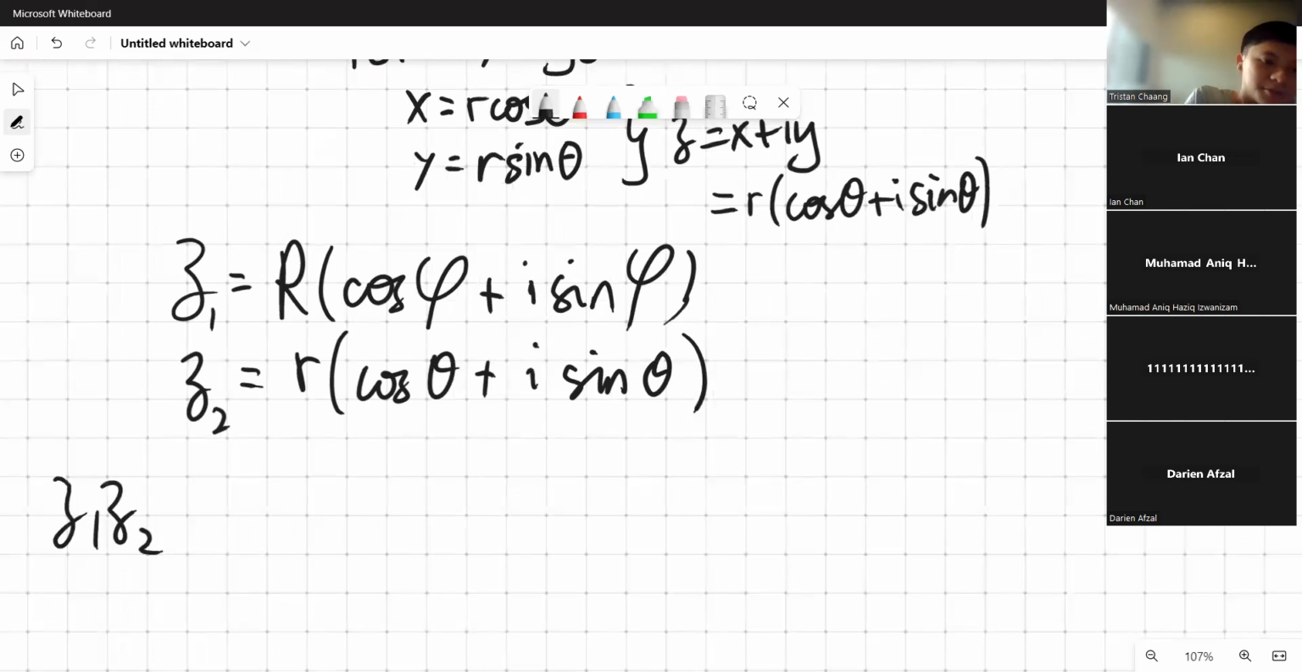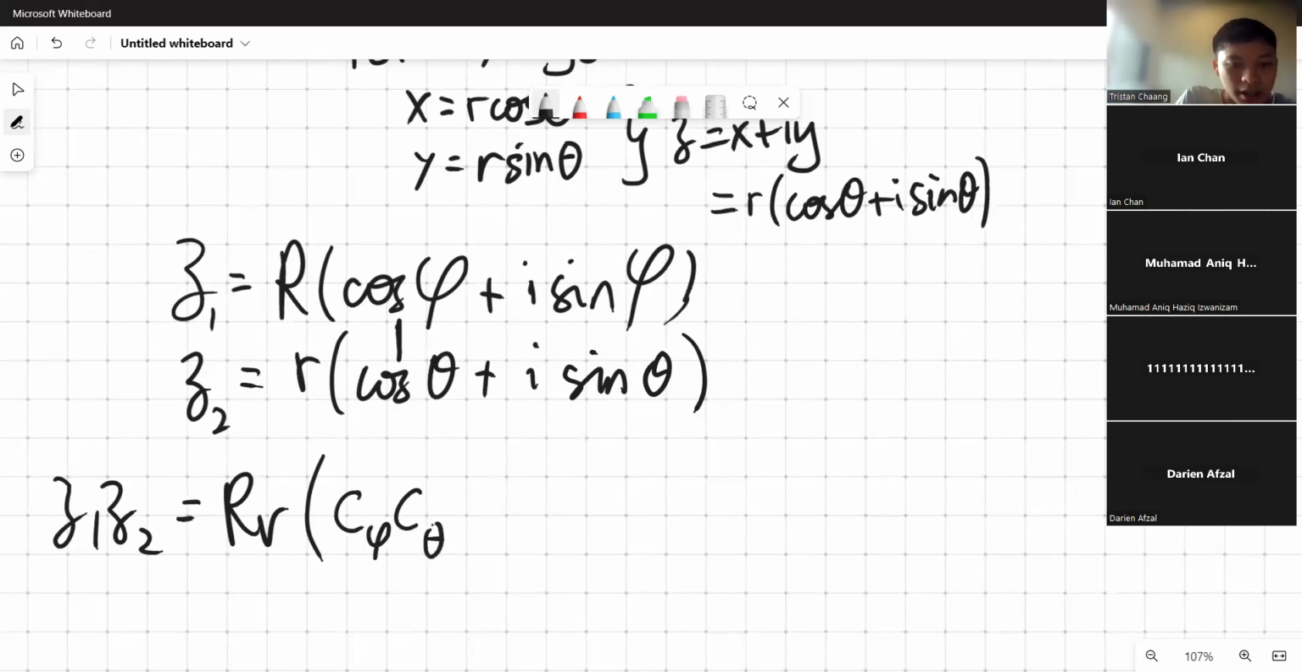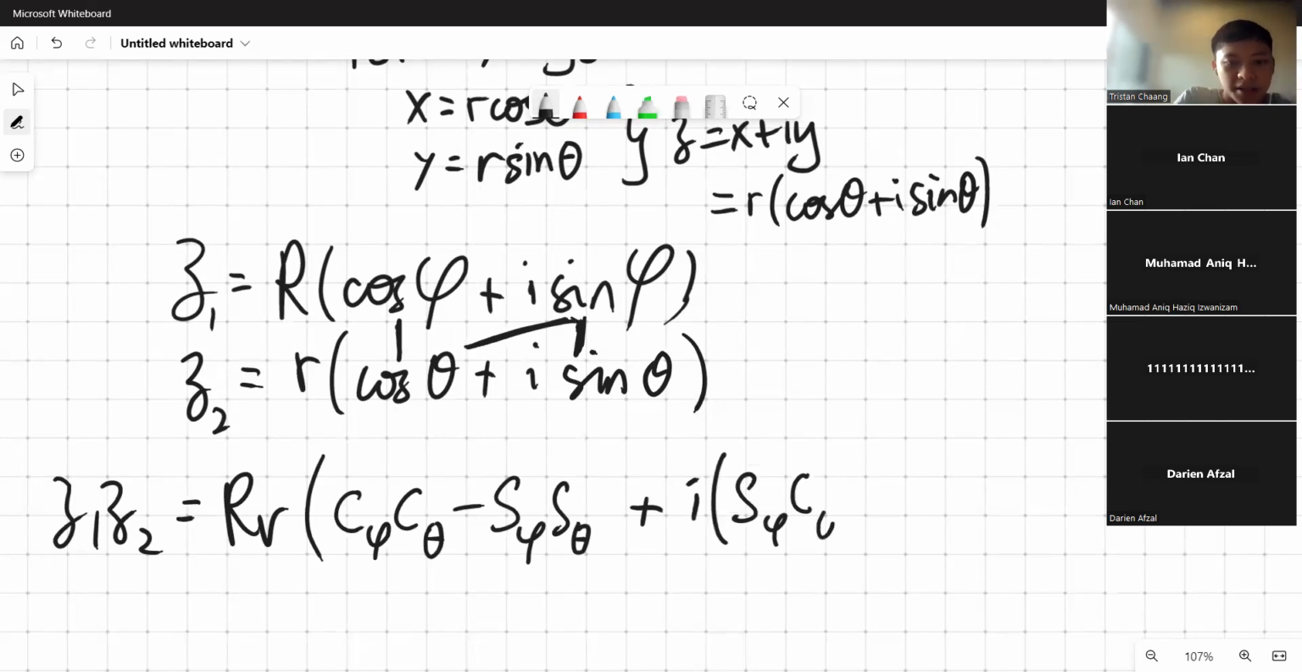Z1 Z2. So the r's multiply. Now I'm going to use a shortcut notation. This is cos phi times cos theta. That's cos phi cos theta. And then these two multiply up to minus sine phi sine theta. And then for the i's, this one is sine phi cos theta plus this one, so that's sine theta cos phi. Okay.